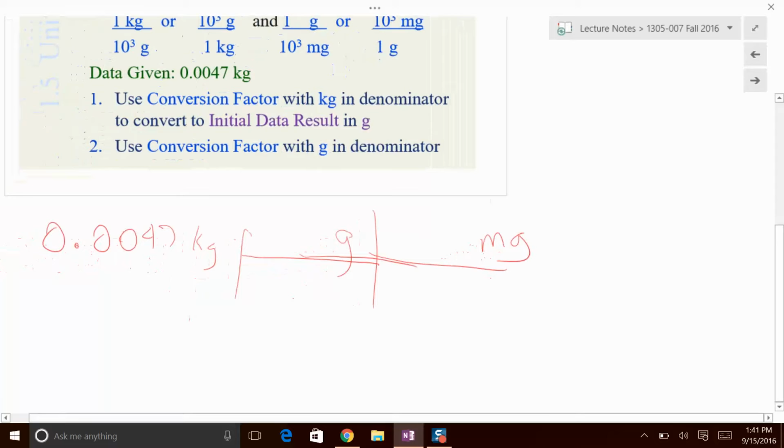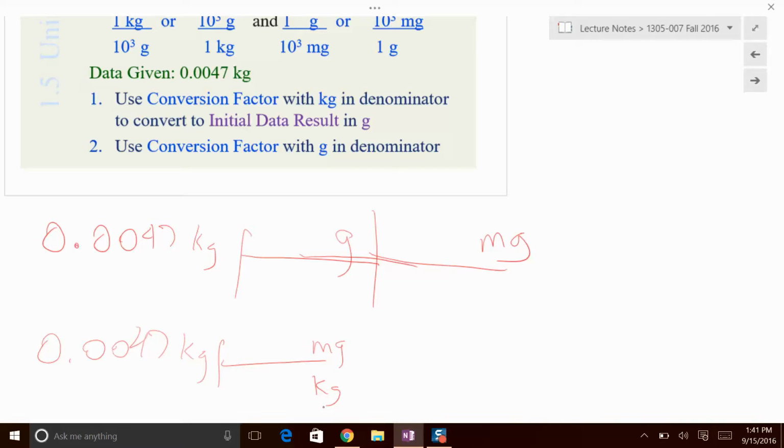Or I could set it up 0.0047 kilograms straight to milligrams from the kilograms, as long as I know what the prefixes mean and I'm using those correctly. Then I will have it correct. So there are 10 to the negative 3 kilograms in a gram, and there's 10 to the 3rd milligrams in a gram. So that becomes my conversion.